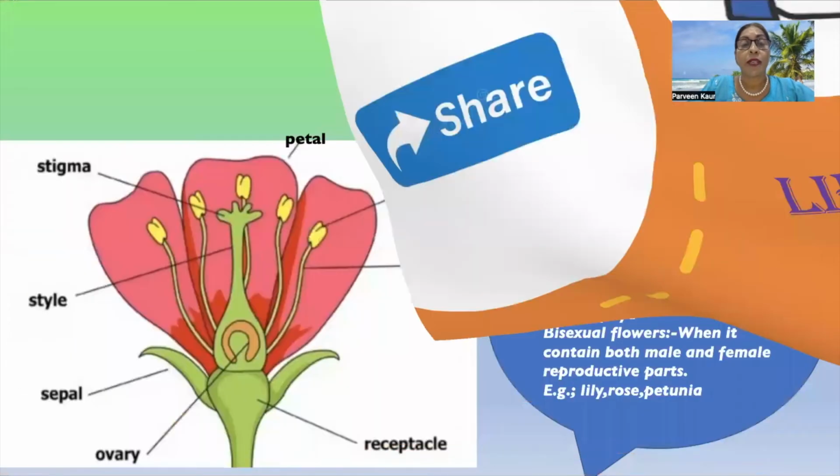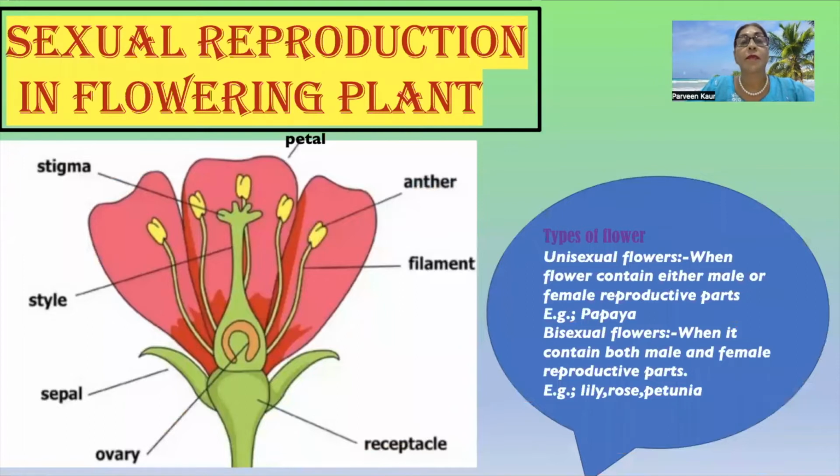Now we are going to study how organisms reproduce in flowering plants. Flowers are of two types, unisexual flower and bisexual flower. A unisexual flower contains either a male reproductive part or a female reproductive part. Example, papaya. A bisexual flower contains both male and female reproductive parts. Example, lily, rose, petunia, etc.